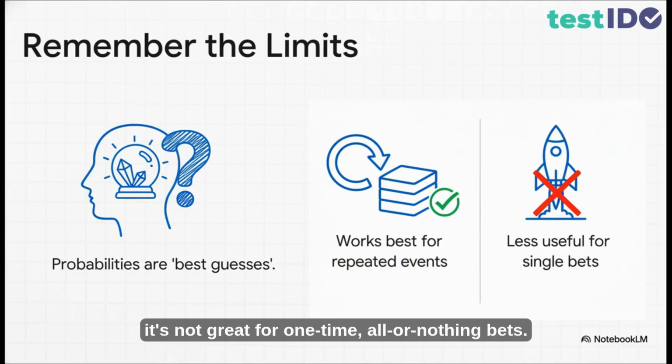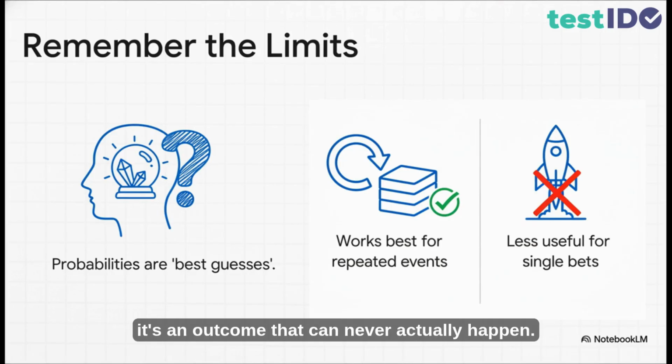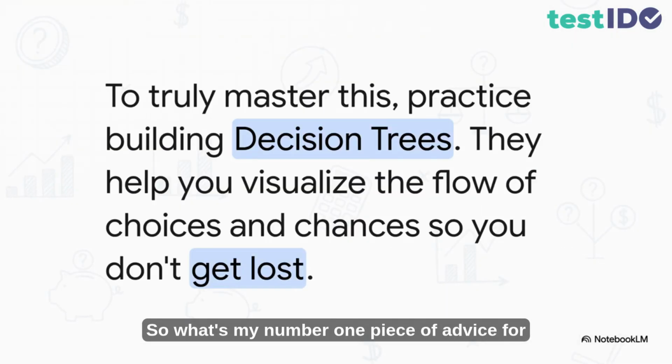Second, it's not great for one-time all-or-nothing bets. Think about it. The EV is an average over many trials. If you're only doing something once, that average outcome might not be very helpful because it's an outcome that can never actually happen. So, what's my number one piece of advice for really, truly locking this concept in?